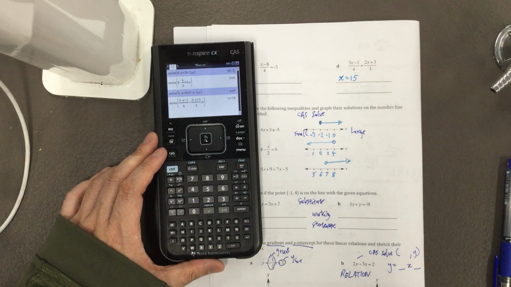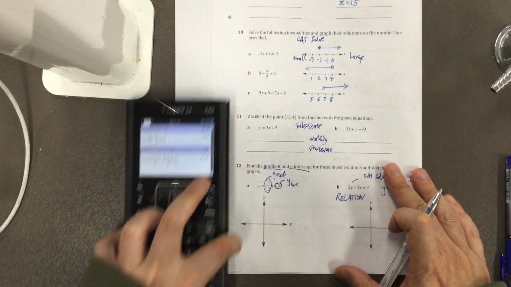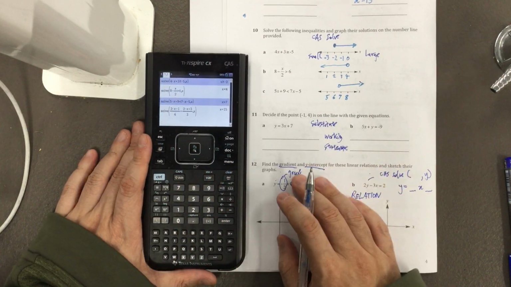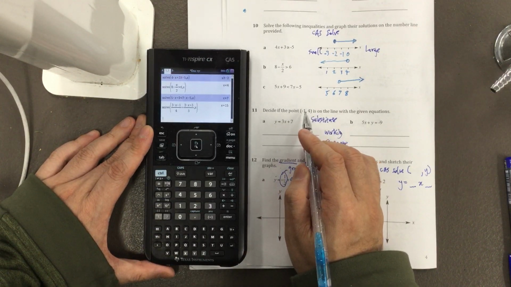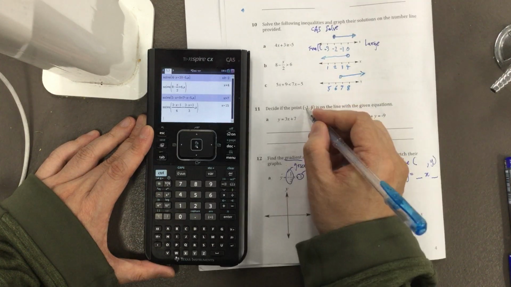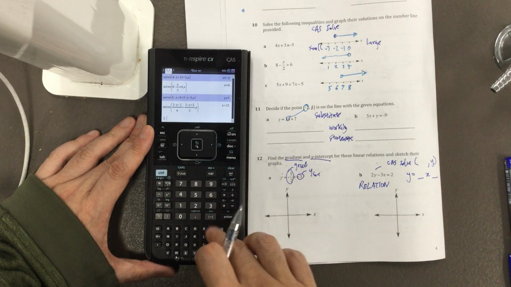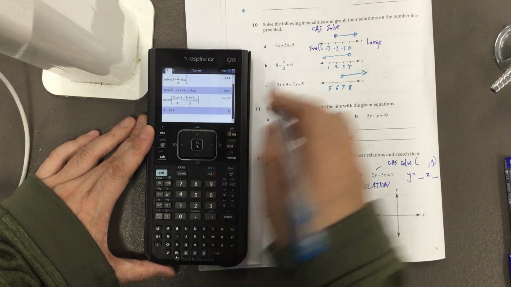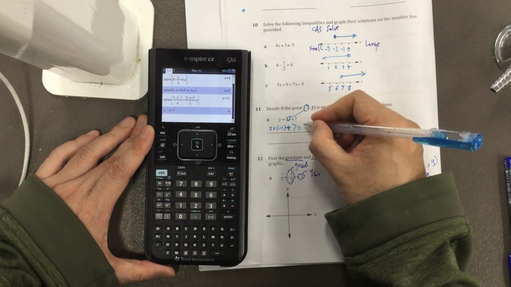Okay, and so be clear with what you are actually doing. Now, this one, you don't even need to use a calculator. But if you really want to, look, it says decide if the point is on negative 1 and 4, meaning at x equals negative 1, y needs to be 4. Well, we're substituting that value into this expression here. So 3 times negative 1 plus 7. Does that equal 4?